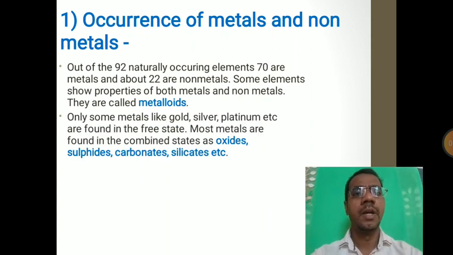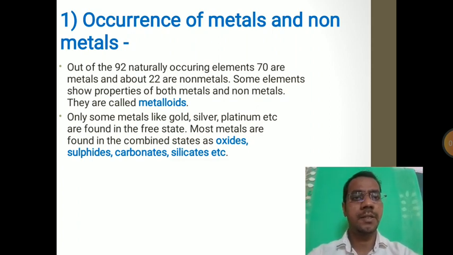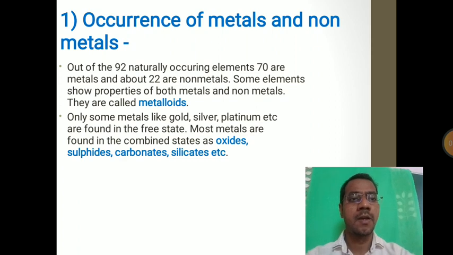Next, some metals like gold, silver, and platinum are found in a free state. Free state means they never combine with any other element. What is the symbol for gold? It is Au, silver is Ag, and platinum is Pt. So these elements are not combined with any other element; they are present in a free state.